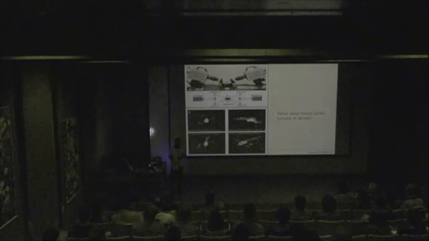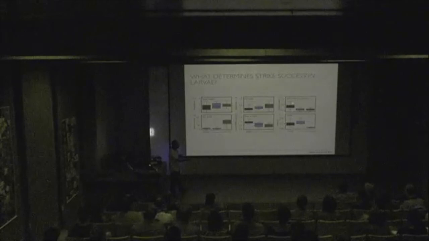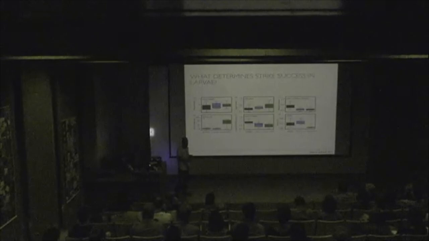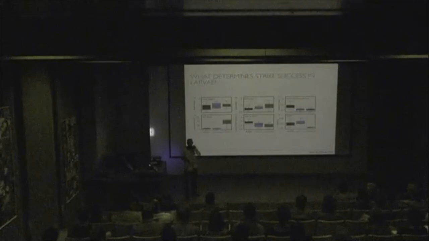And we had a couple of hundred observations, and we could look at which traits are different between failed strikes, successful strikes, and strikes that we categorized as in and out. So you saw in this video that sometimes the prey goes into the mouth, and then before the mouth is closed, or when the mouth is closing, it will eject outside.